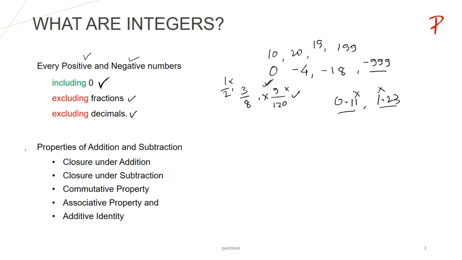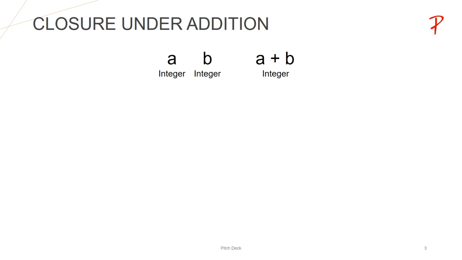And these are some of the properties of integers for addition and subtraction. So we are going to see closure under addition, closure under subtraction, commutative property, associative property, and additive identity. Okay, so let us see closure under addition in more detail. Closure under addition says that for any two integers, integer a and integer b, their sum is also going to be an integer.